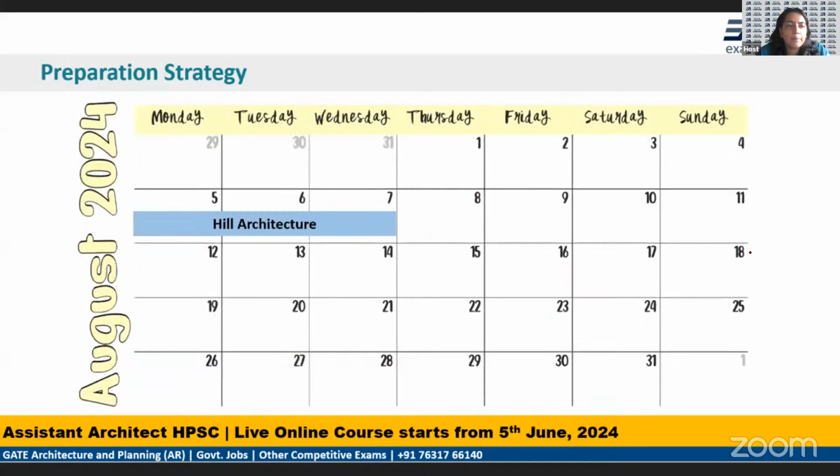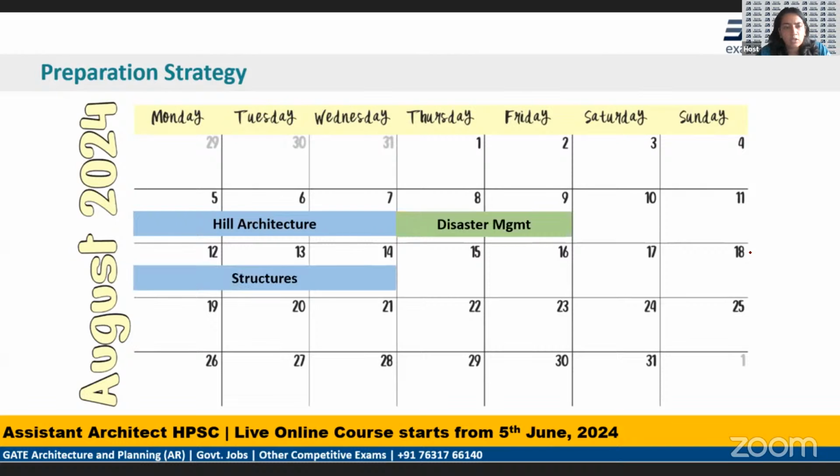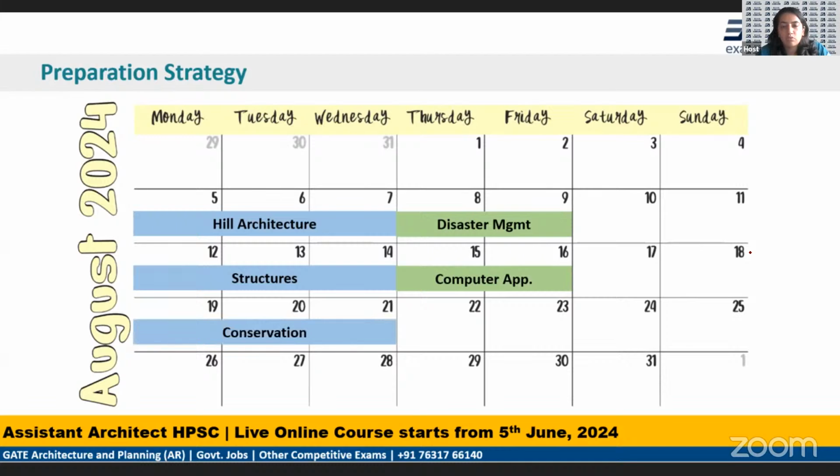Then coming to the next month here, you can utilize 3 days for hill architecture, 2 days for disaster management because it's a very small topic, another 3 days for structures, 2 days for computer application. Now, because again, computer application is a subject that is hands-on, you are using it daily, day-to-day use is there. 3 days for conservation would be enough, and another 2 days for low-cost architecture.